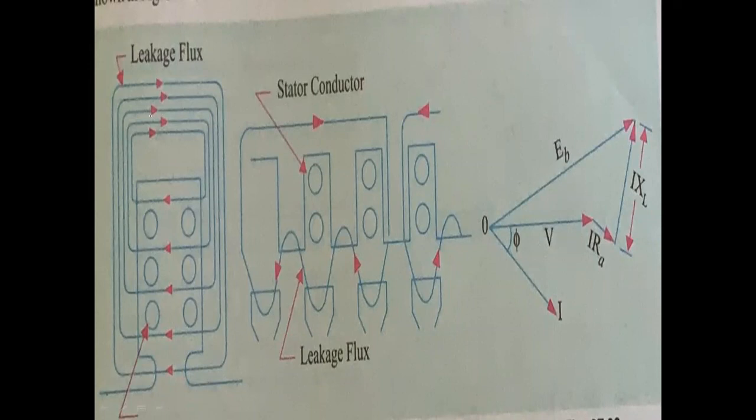Okay, so this leakage flux will be practically independent of saturation. Whether the iron part is saturated or not, it does not matter. But these leakage fluxes, as they are produced due to the current, are dependent on the current and its phase angle with the terminal voltage.